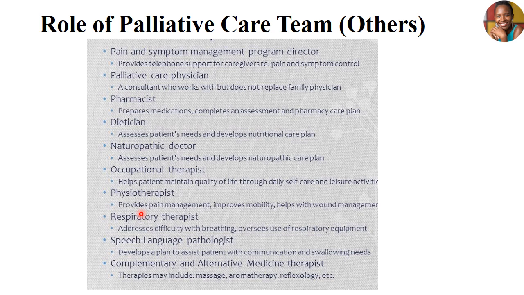Respiratory therapist, this is for cases where a patient is presenting with respiratory complications such as difficulty in breathing. They come in and assess the difficulty in breathing and oversee any need for respiratory equipment. Language pathologists come in more to assist with communication and language needs for the patient. And you can have complementary therapists and team members. This could include massage, reflexologists, aromatherapists. All these come to assist with giving alternative medicine or alternative management for the client in case they're actually needed.